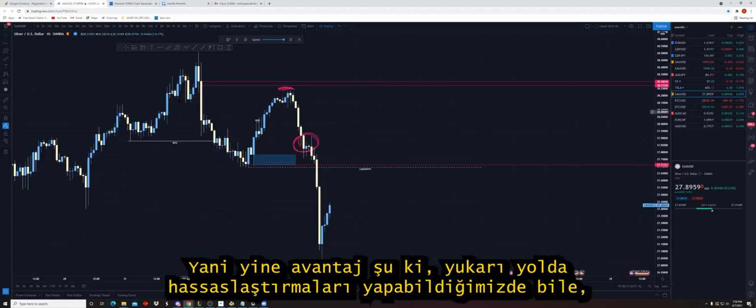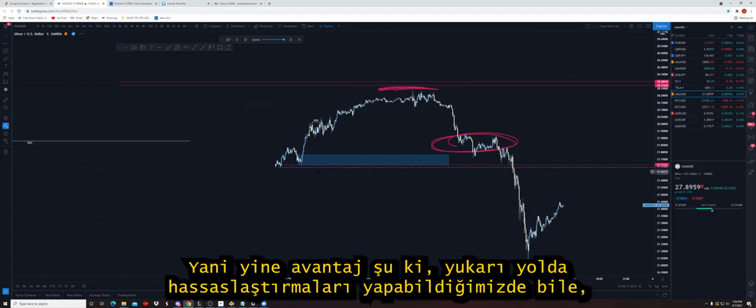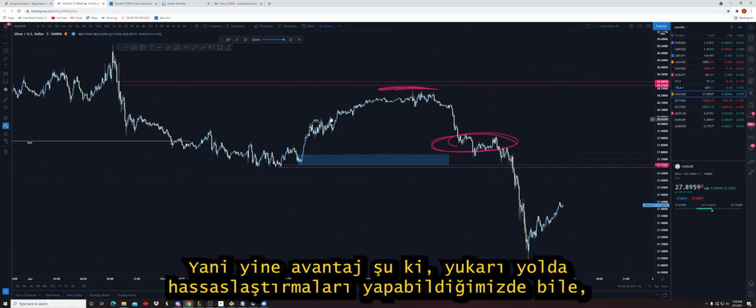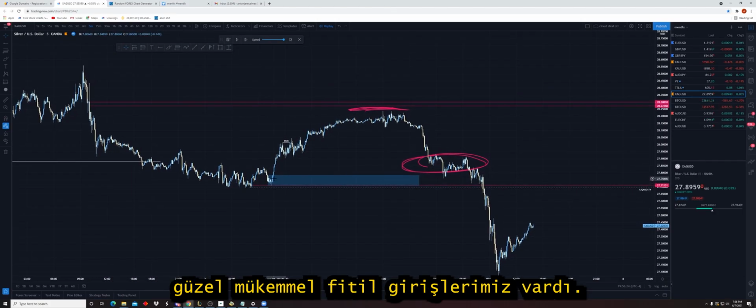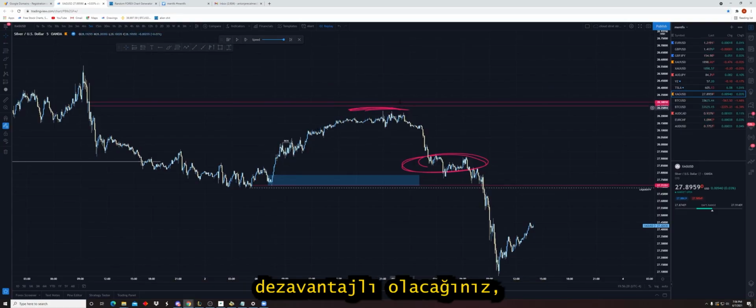So again, the advantage is that on the way up, with the refinements we made, we had beautiful, perfect wick entries that we could take or confirm to the top side. And there are also going to be times, like I said, where you're at a disadvantage and you're not going to be able to get involved.